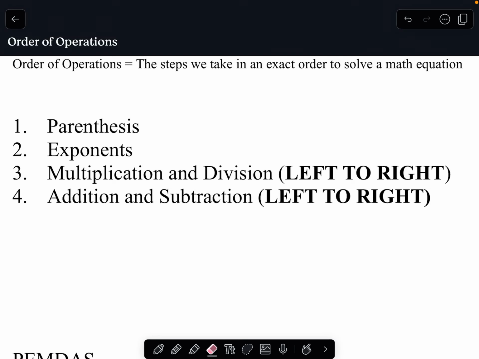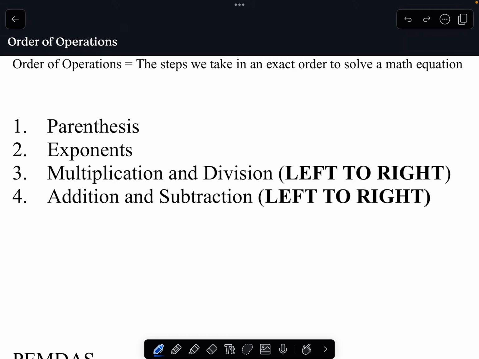What's up, mathematicians? Today we're talking about the order of operations, and what do I even mean by the order of operations? Well, I mean the steps that we take in an exact order to solve a math equation. Notice how I emphasized in an exact order, because that is really what the order of operations is all about. It's doing things in an exact step-by-step process to get the right answer.